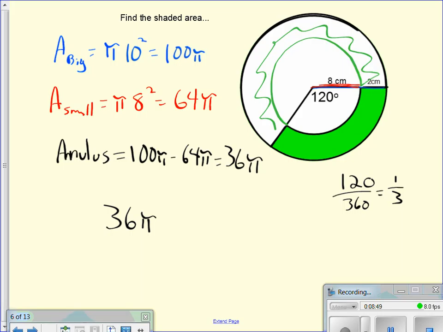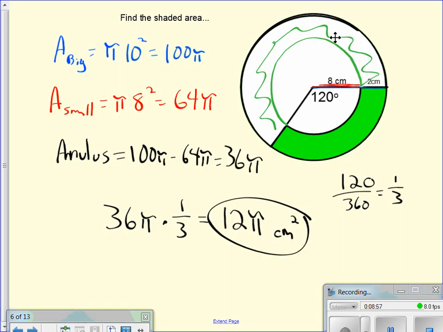Hey, that's a good thing to know. Multiply that by 1/3, and I get 12 pi centimeters squared. That's my final answer. Look at that. That's a nice, quick little shortcut for you. Keep in mind, whenever you're doing these, you can always just use that fraction multiplied by the total, and you will get your answer.